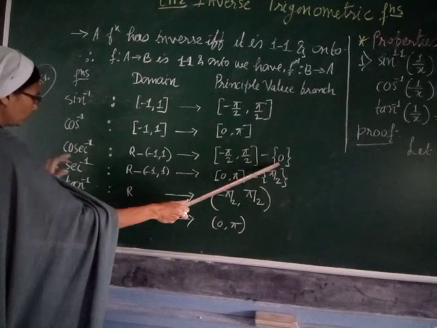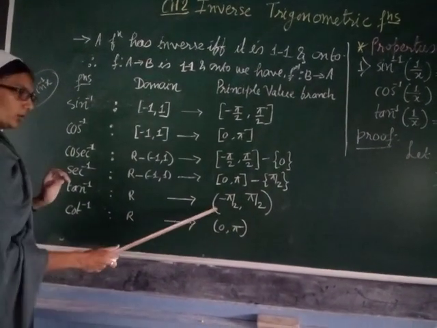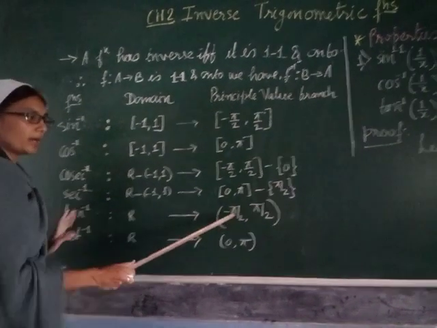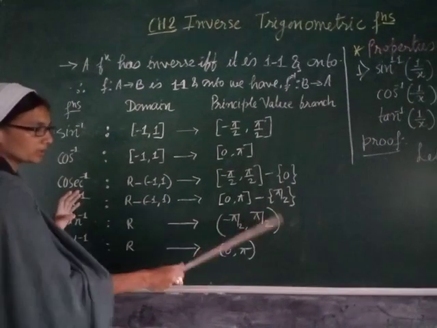Here there is no 0. Why no 0? Because at 0 it is not defined. And here you know that tan is undefined at pi by 2 and minus pi by 2. At 90 it is undefined. So it is an open interval.